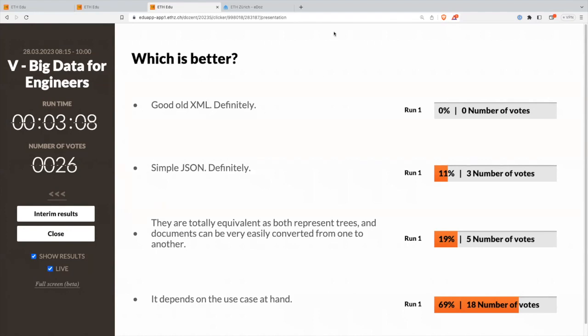All right. And the third answer, you got it right, that they both represent trees, right? And we'll cover this next week. Yes, and I did mark that one as correct.